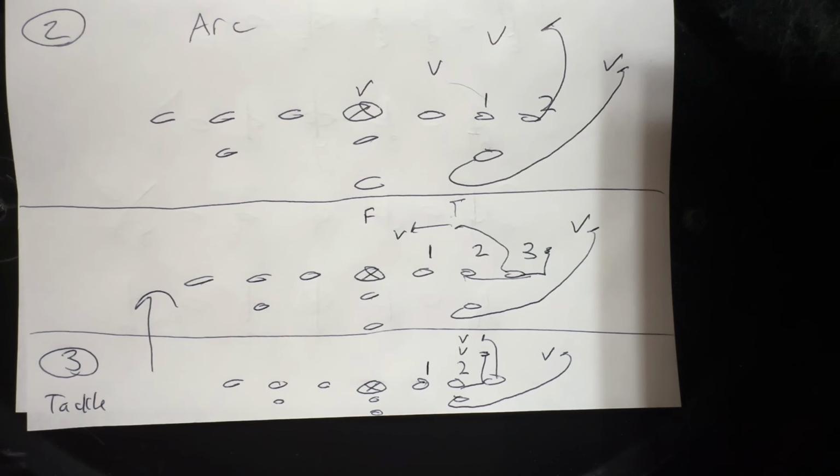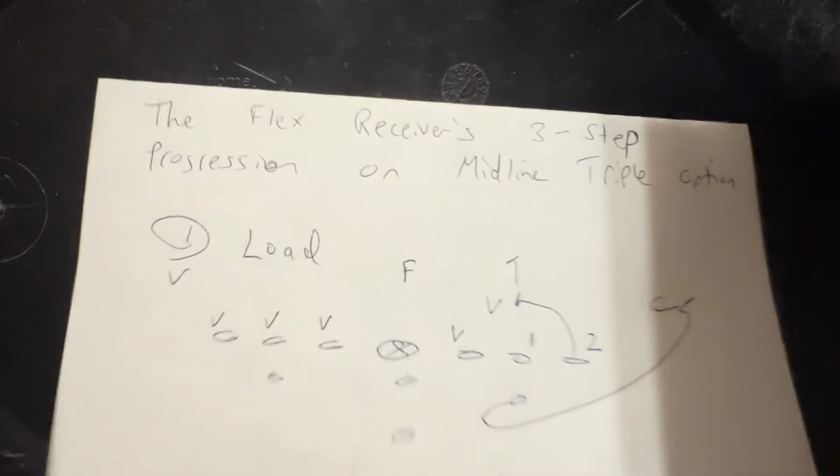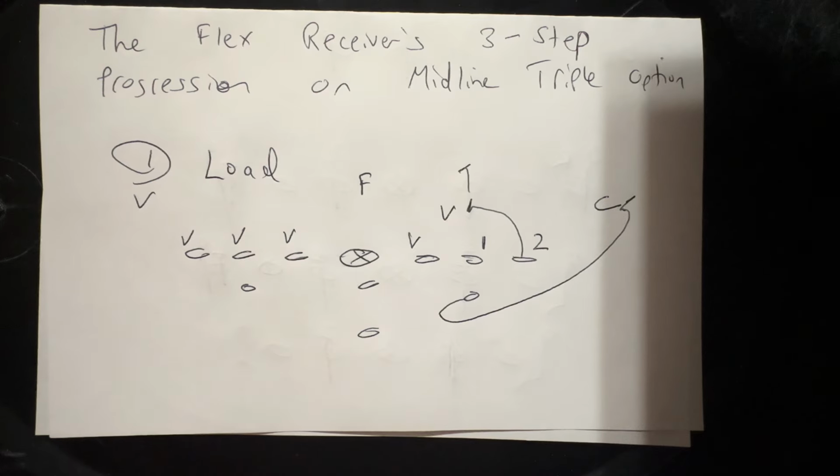So that's the three-step progression. You'd have a tackle call versus double run support, arc versus single run support, and then load when you simply have a read key, a pitch key, and a corner, and then the receiver just veers inside and blocks the mic. If the mic's canceled or not there, he goes to the safety.